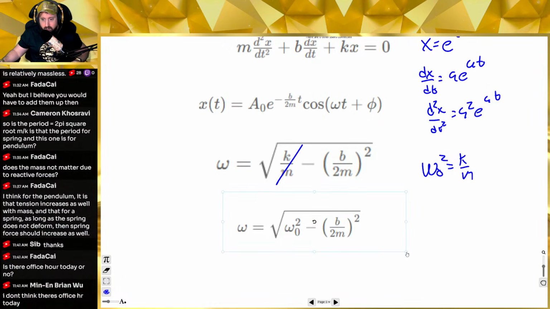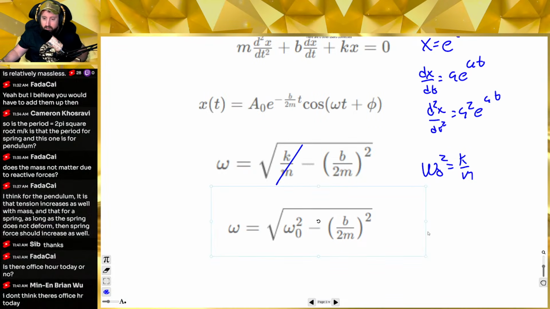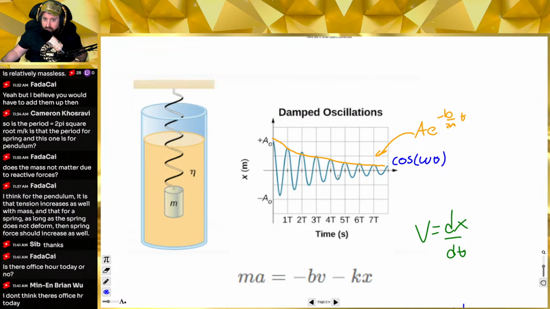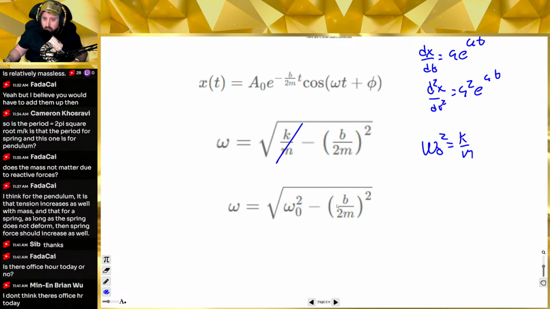And you're probably seeing a lot of letters here and you're like, wait, what's going on? Let's remember that b here was because of this drag force. So if b was 0, if you had no drag force on this, and this oscillation was not damped, then you would just get this term going away, and you would just get omega equals omega naught. This is called the resonance frequency, or I think they call it the natural frequency. And then this is the damping that causes weird things to happen. Okay.